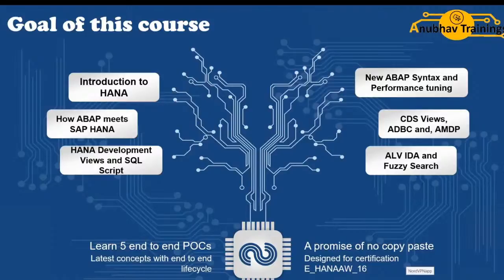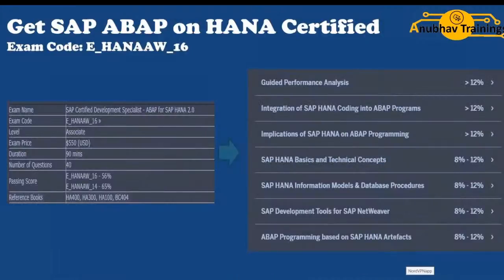So it's designed in a way that you will be able to match these topics almost along with the certification. So if you're planning for an ABAP on HANA certification, then this course will also help you out, because the course is designed in line with the certification. This is the certification code HANA AW16, and as you can see the topics, you can compare these topics exactly with our course overview.